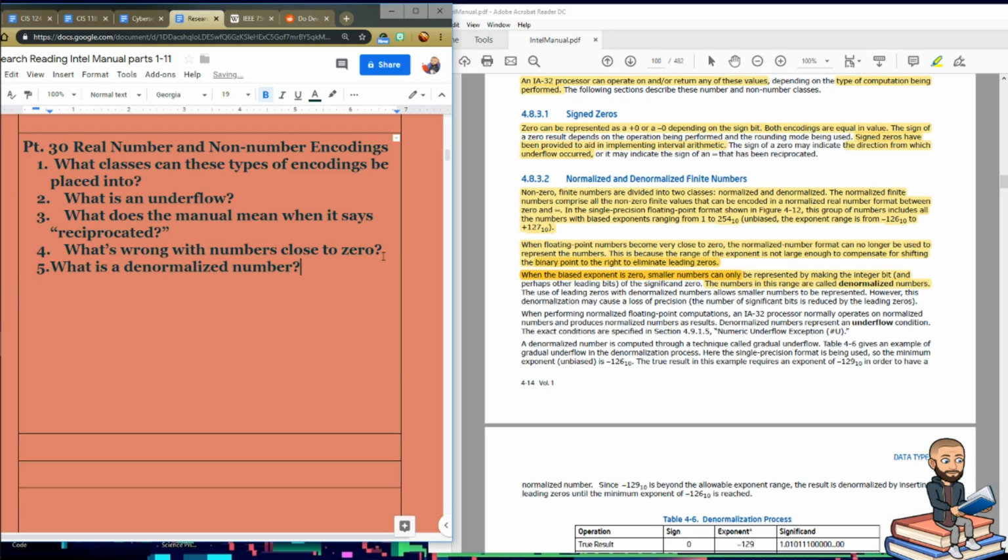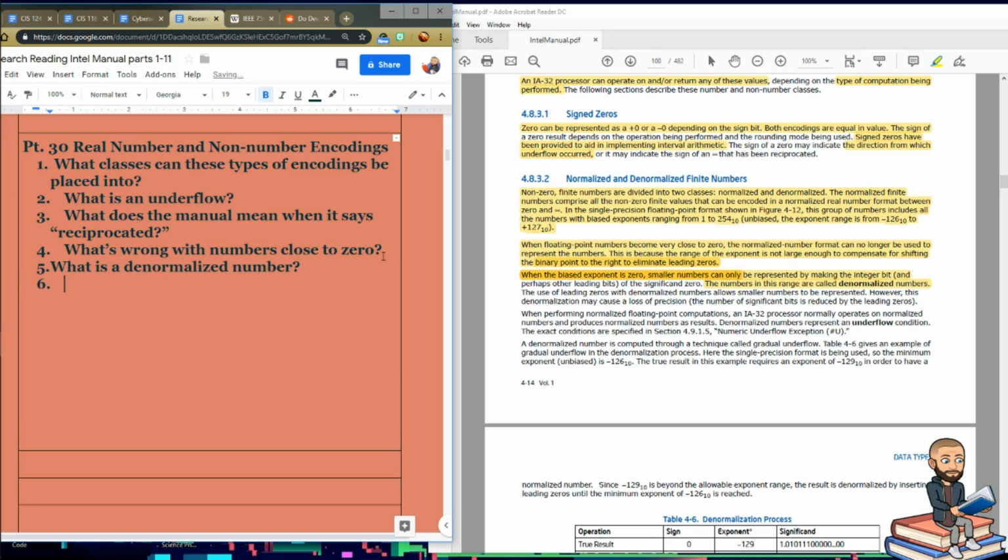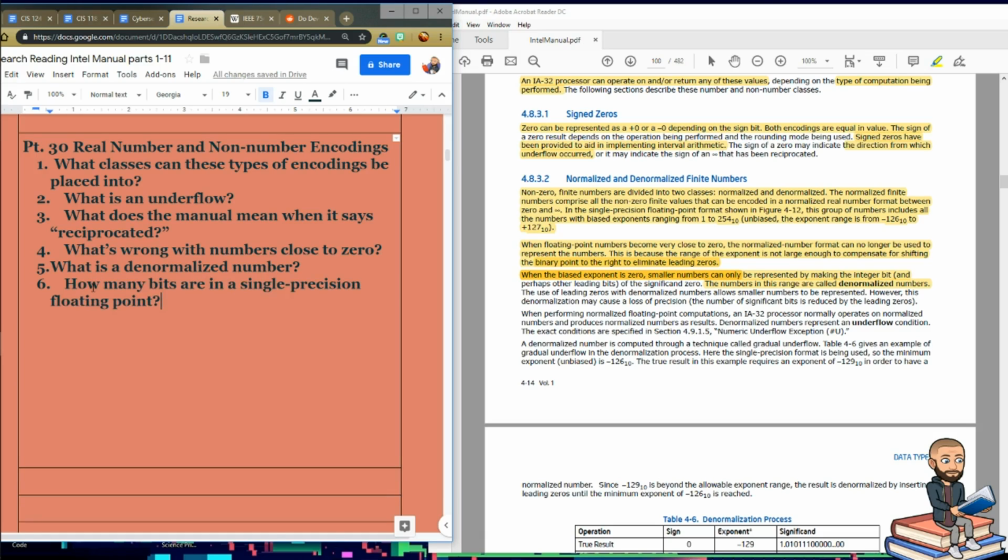And just for fun, let's add a question here just to make sure you remember what single precision means. So how many bits are in a single precision floating point? And the answer is 32.